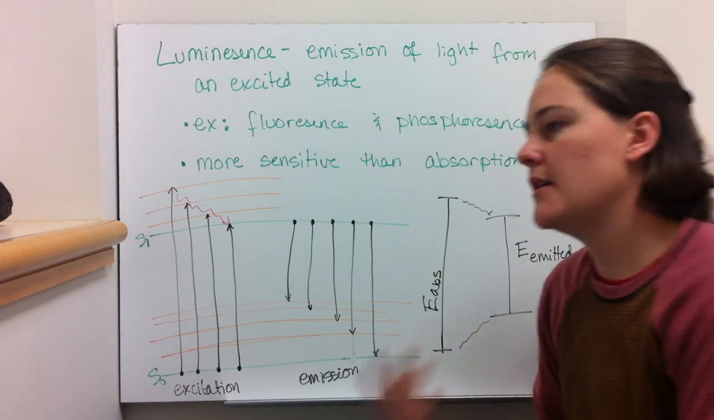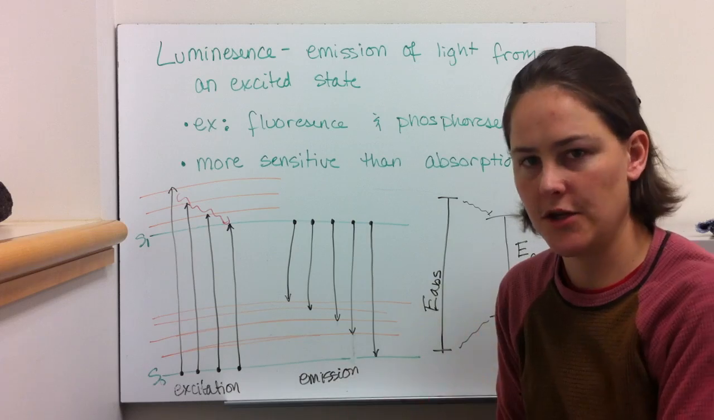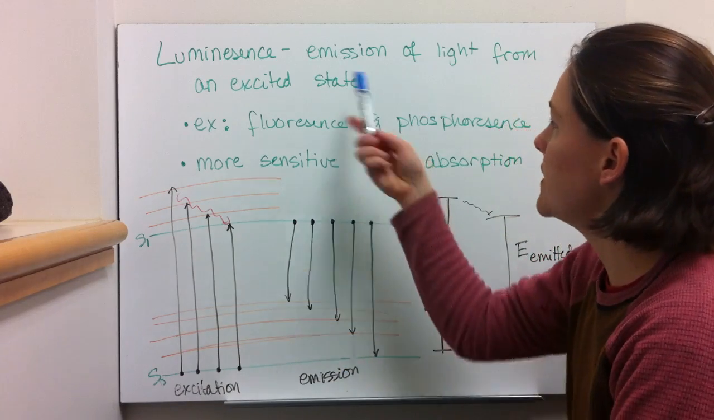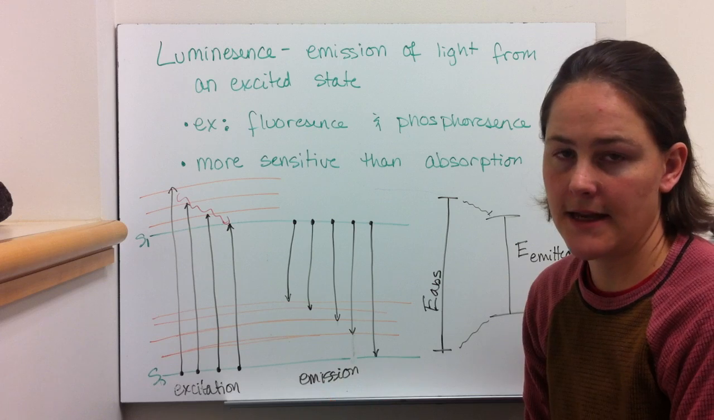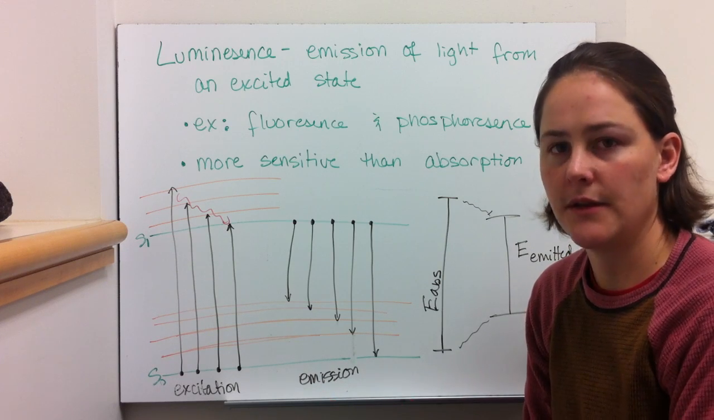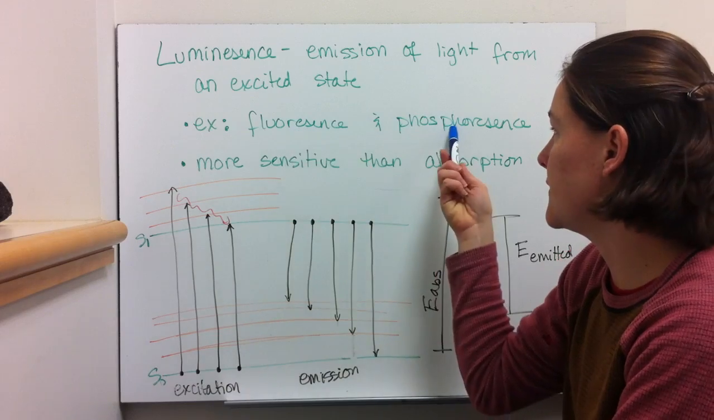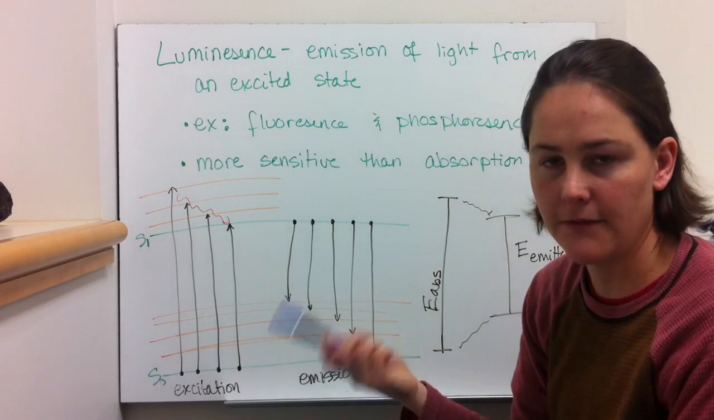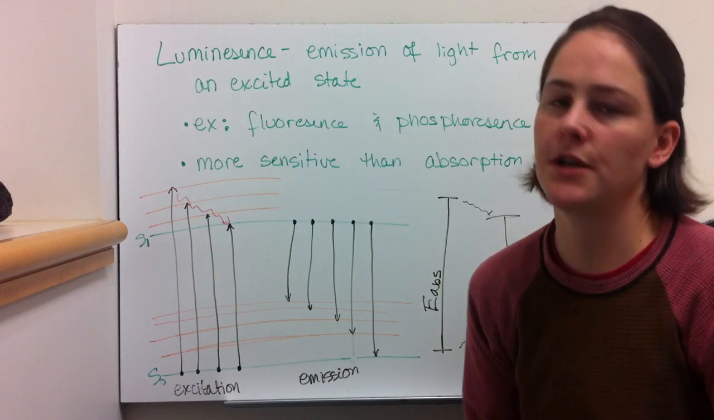So let's talk not about absorption, but about the emission events. So luminescence is basically the emission of photons from an excited state molecule that's returning to its ground state. So examples of luminescence are fluorescence and phosphorescence. And this is much more sensitive than absorption.